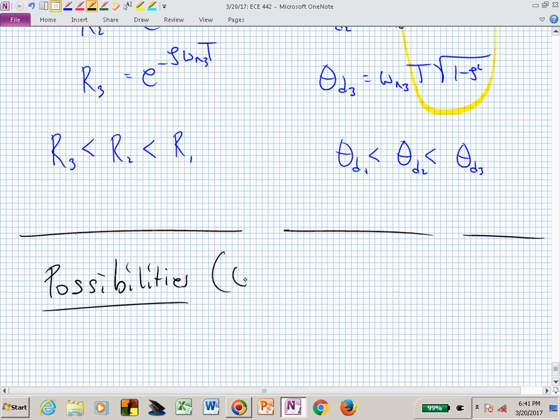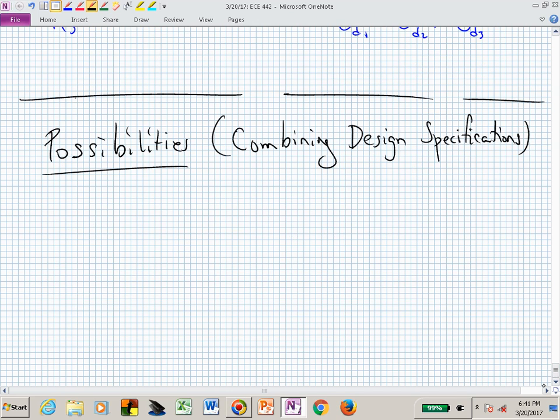Possibilities, or what happens if we start combining design specifications? For example, suppose that somebody says, oh, I have a settling time spec and I have a percent overshoot that's specified.